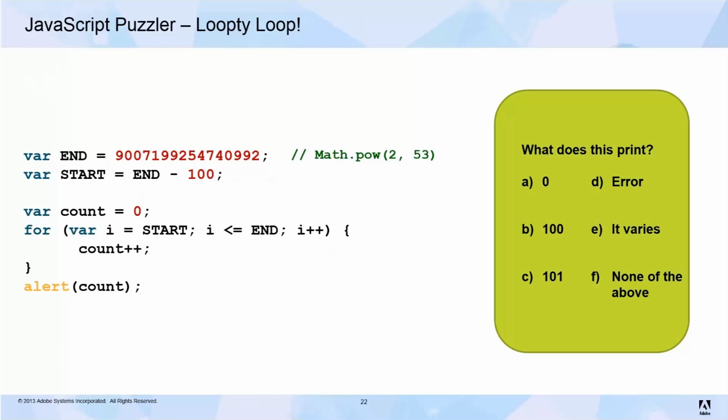So the answer is F, none of the above. It looks like most people got that. It enters an infinite loop. So the question is, why does it enter an infinite loop?